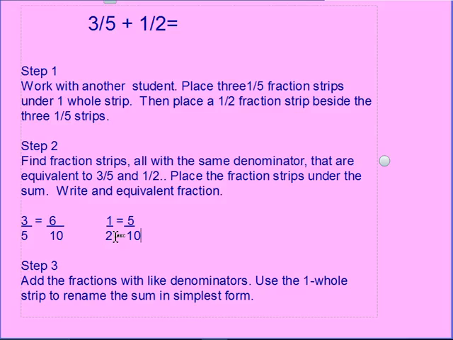Now, if I add the fractions of like denominators, I have 2 like denominators. I have 6 tenths plus 5 tenths equals 11/10.